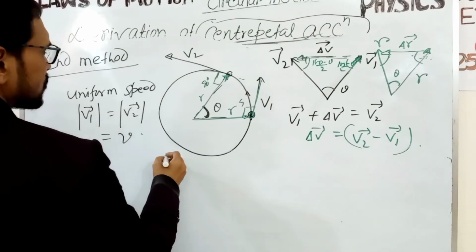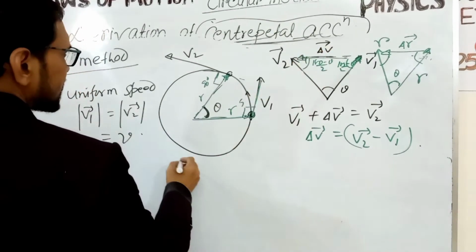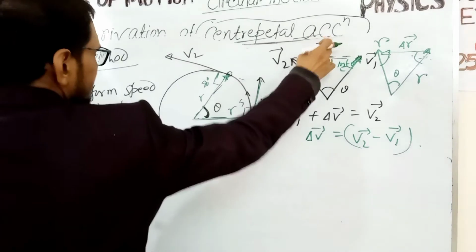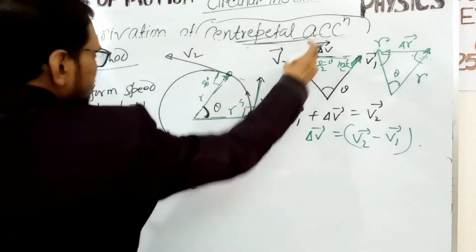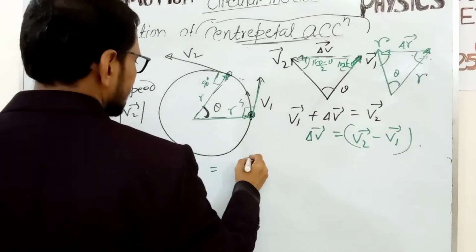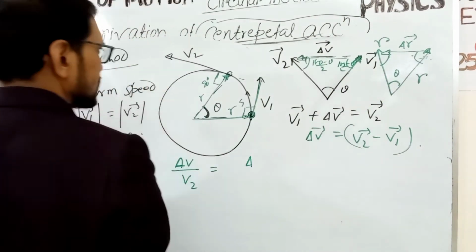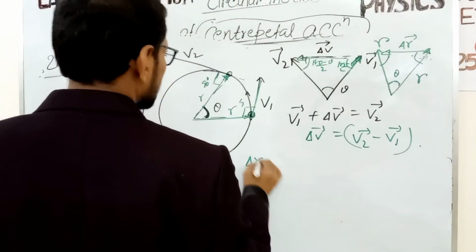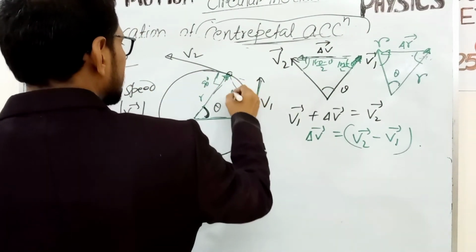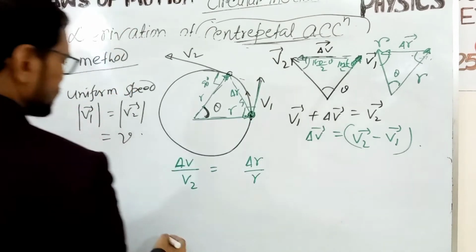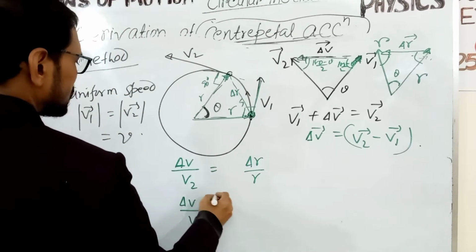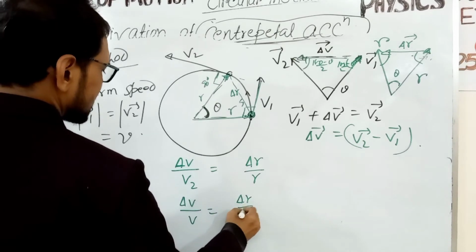So for similar triangles, del v by v, this by this, v2 or v1, del v by v equals del r by r. What is del r? Del r is this. So del v by v equals del r by r.